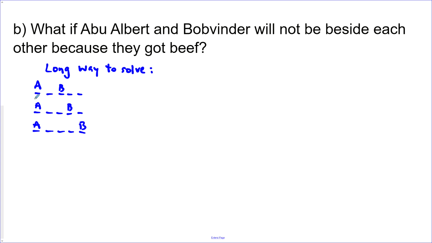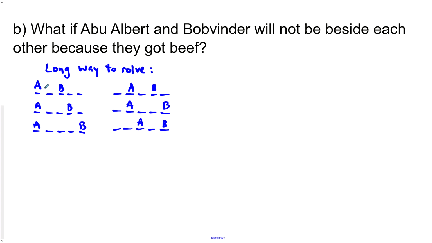Okay, now what if Abu Albert went in the second position? That means that Bobvinder couldn't fit here or here. So he's got to go here, or he's got to go here at the end. Abu Albert can also go in the middle, and Bobvinder then would fit at the end. And he could fit here too, but I'm seeing a pattern here. If I put him in the front, it's like this one, but with them switched around. And then if I put Abu Albert here, then Bobvinder would be this one, or this one. And then if I put Abu Albert at the end, I'm just redoing all of this.